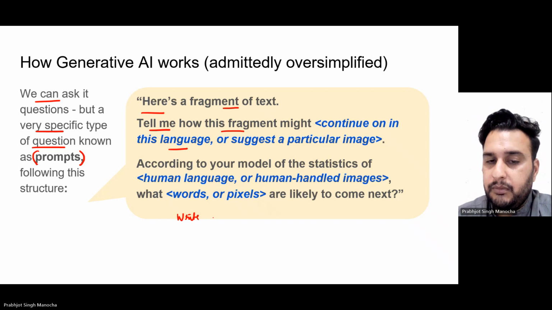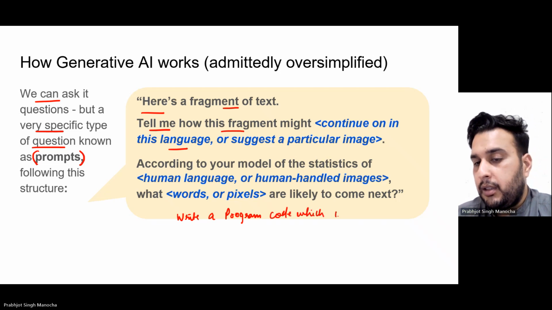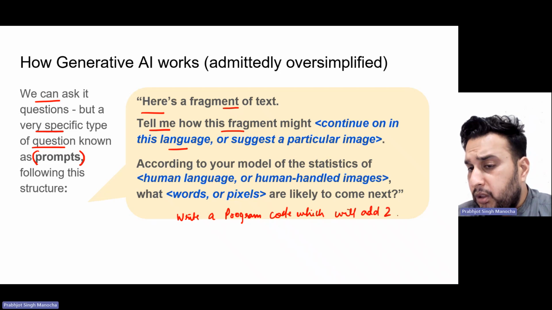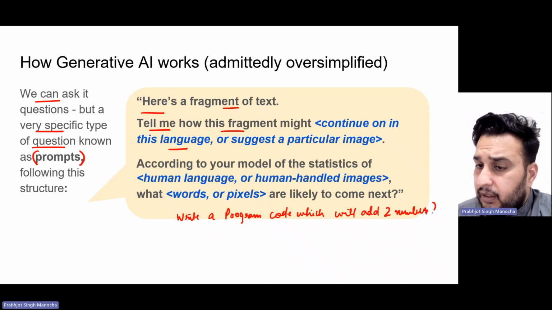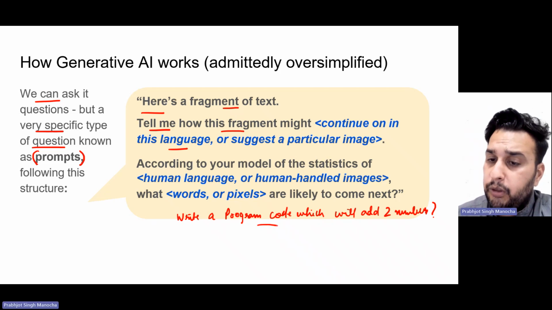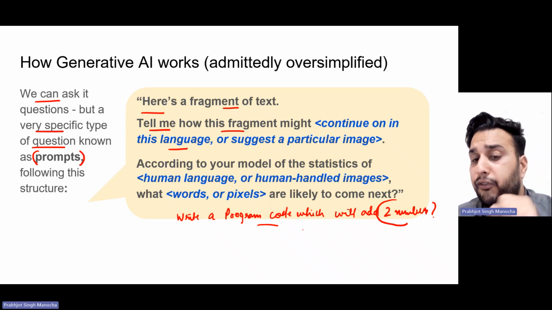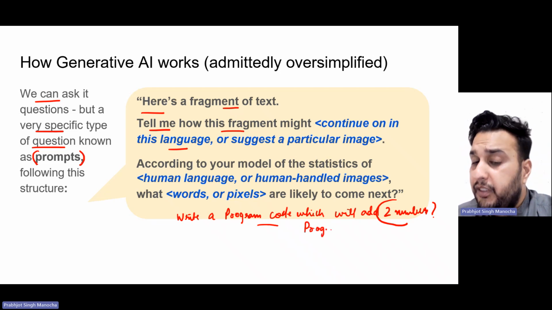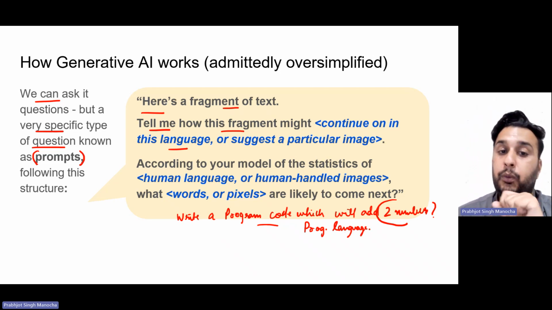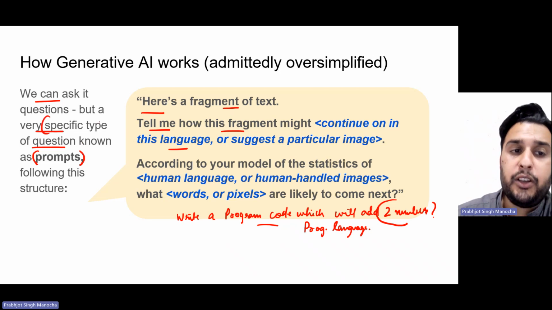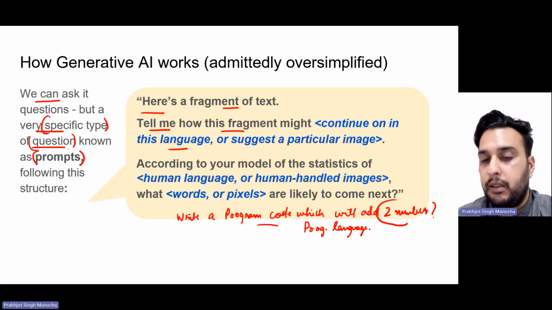Write a program code which will add two numbers. Now, yes, they can give us the program code that will add two numbers, but again, it is not going to be certain in which programming language. Which means whenever we use prompts, we have to be very specific about what kind of prompts we are using and the very specific question we are asking for it to produce the result.